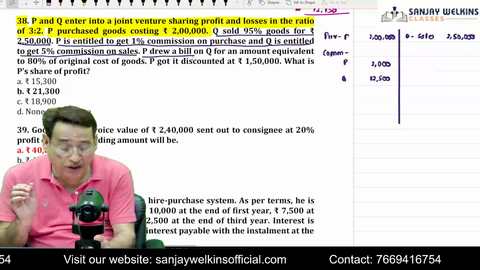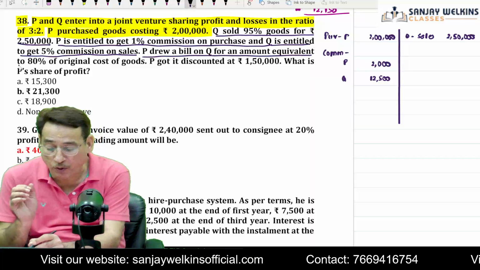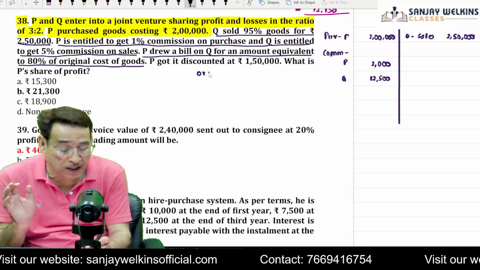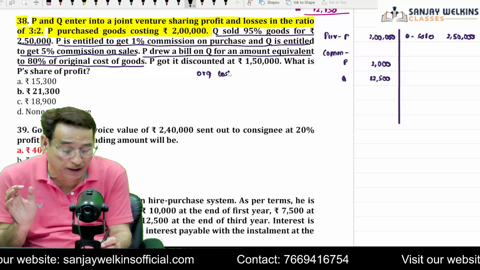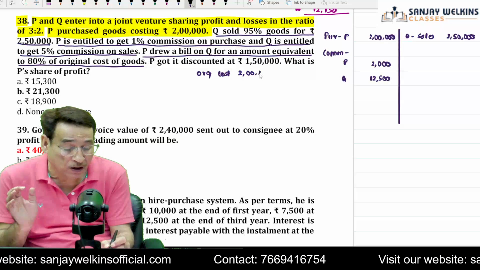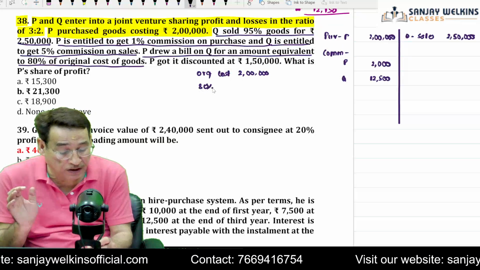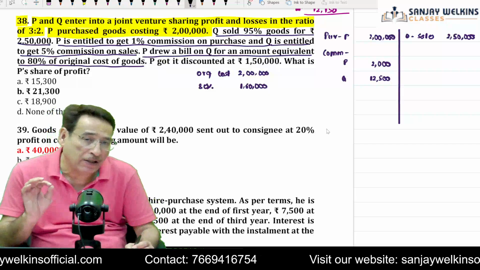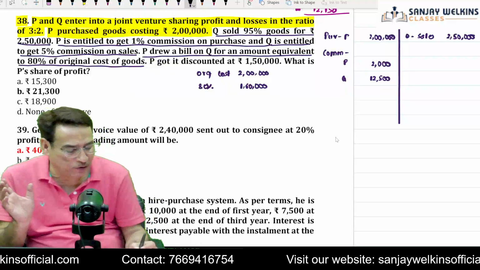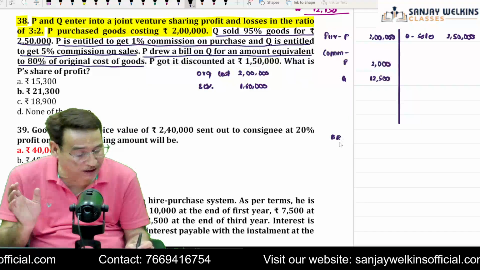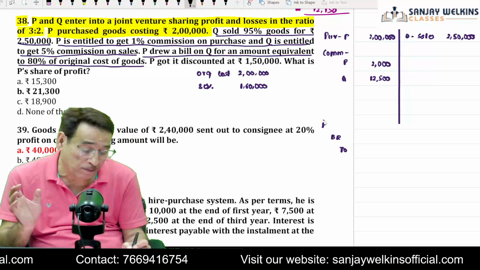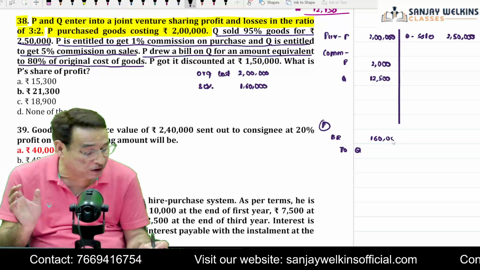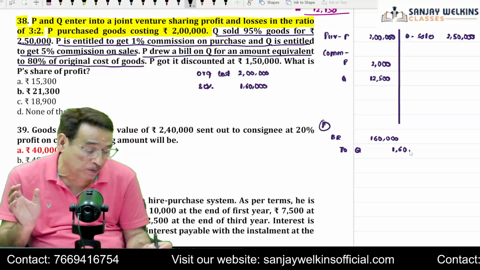Further, it is given that P drew a bill on Q for an amount equal to 80% of the original cost of the goods. First of all, you need to understand that the original cost of the goods is equal to 2 lakh, and 80% of this will be equal to 1,60,000. That means P has drawn a bill. Although we need not actually do this, it is just to make you understand. So P will pass an entry: Bills Receivable account debit to Q account 1,60,000. This is the entry which will be passed by P.